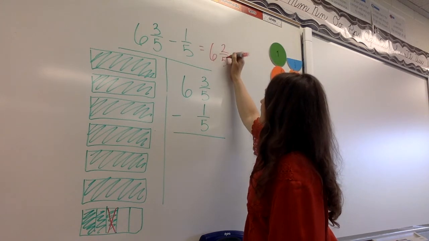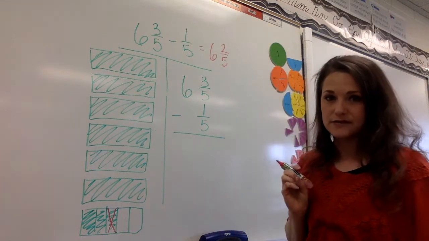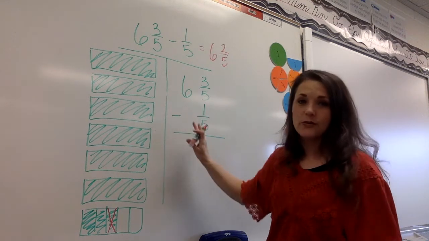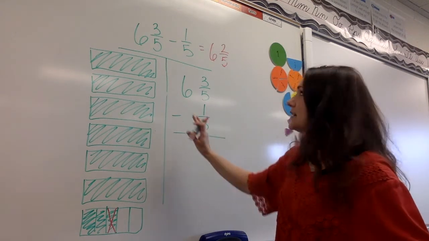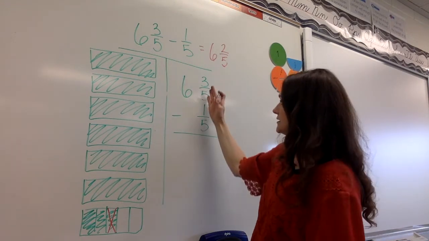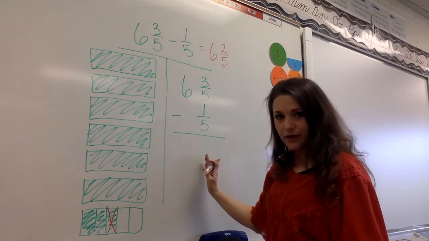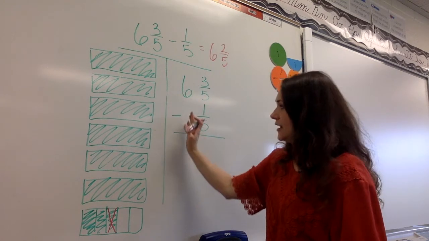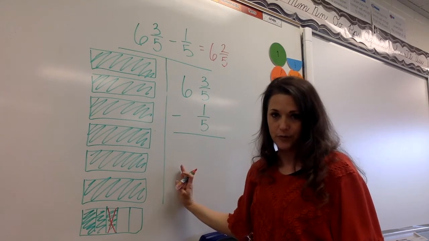Did I write that right? Yep, 6 and 2/5 left over. Okay, now if I was going to do this in my algorithm part, I like to stack it up this way so that I can see I'm subtracting my fraction part first, and then I'm going to subtract my whole number part next.